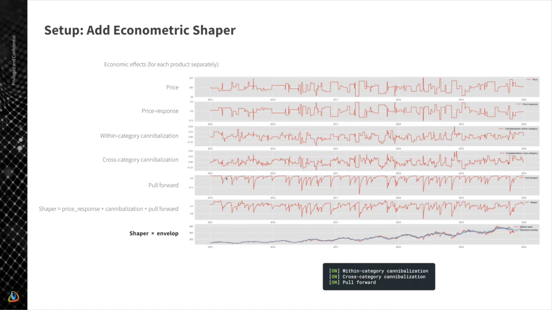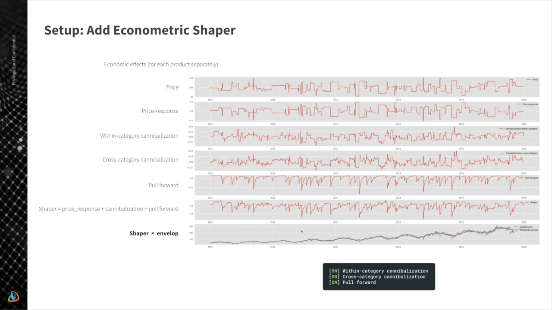So we generally assume that once we raise the price, people start to use the units that they stockpiled in the past instead of buying this product in the store. And this effect has some prolonged effect, like 100 days, and over time, it of course decreases. So we have the series that models pull forward effect, and then we combine all these components into one shaper: price response, cannibalization, and pull forward.